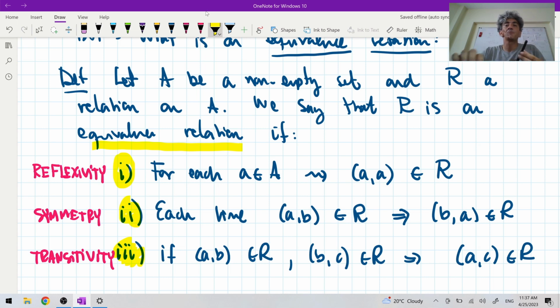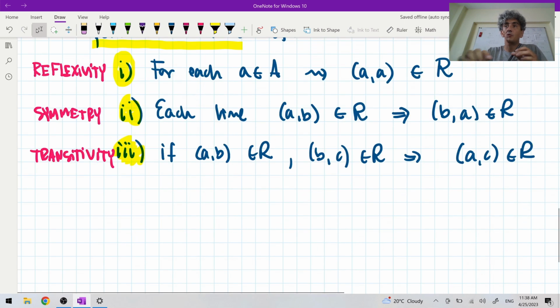Okay, so maybe we can decide if certain relations are actually equivalences just by looking at these conditions 1 to 3, if they're satisfied or not. So let's try some examples.